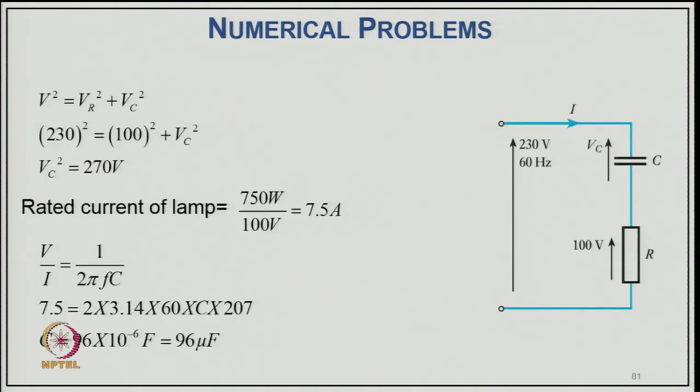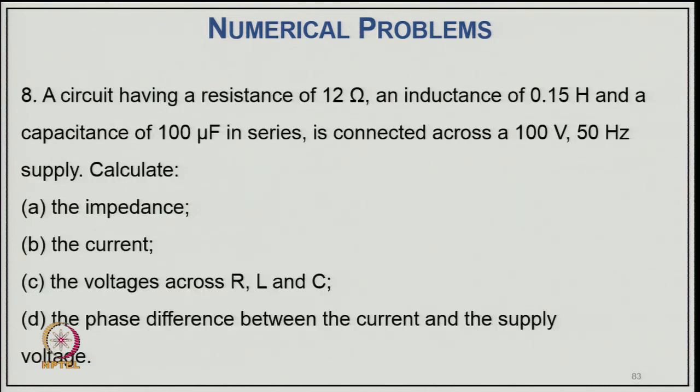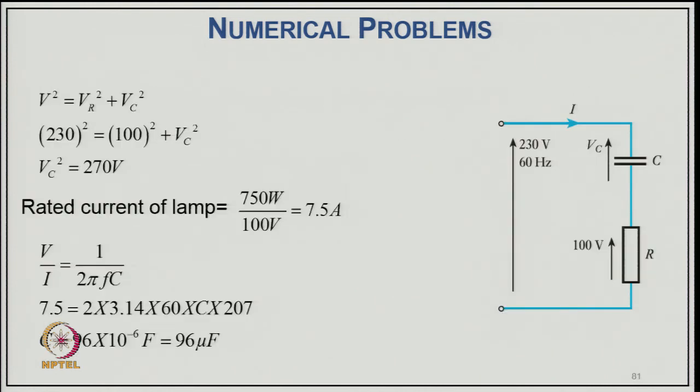You have a capacitor and typically you have 100 volt across the lamp. So, we can write V square equal to V R square plus V C square. We have V R 100 volt and supply voltage 230, so we can find out V C from here. V C square gives the value, from which we calculate V C as roughly 207 volt. So, the rated current of the lamp is 750 watt divided by 100 volt, that is 7.5 ampere.